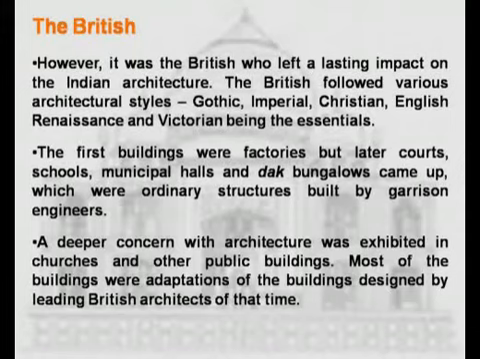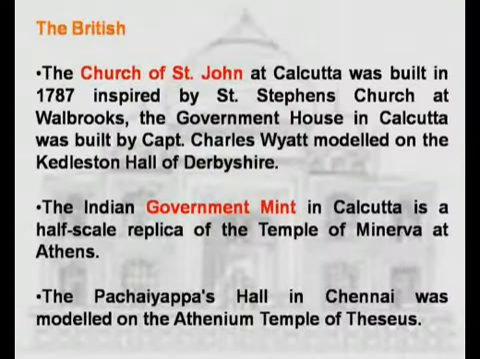The first buildings which they built were factories, but later courts, schools, municipal halls and dak bungalows came up, which were ordinary structures built by garrison engineers. A deeper concern with architecture was exhibited in churches and other public buildings. Most of the buildings were adaptations of the buildings designed by leading British architects of that time like Wren, Adam, Nash and others in London and other places.